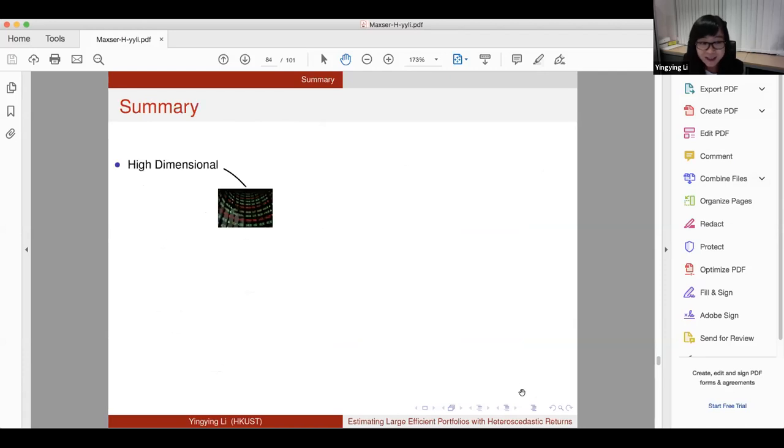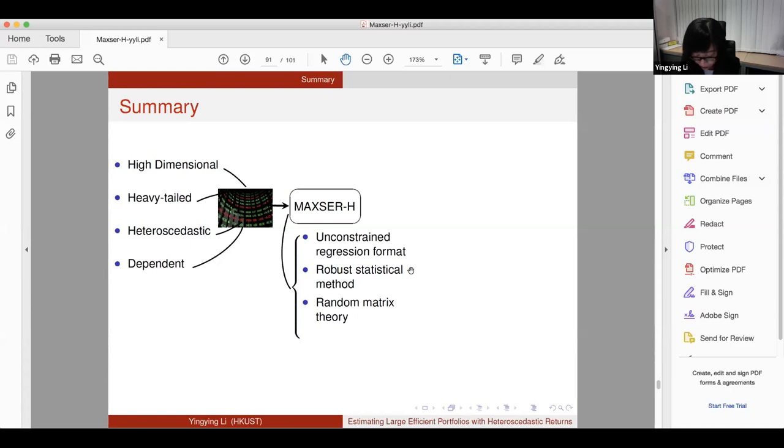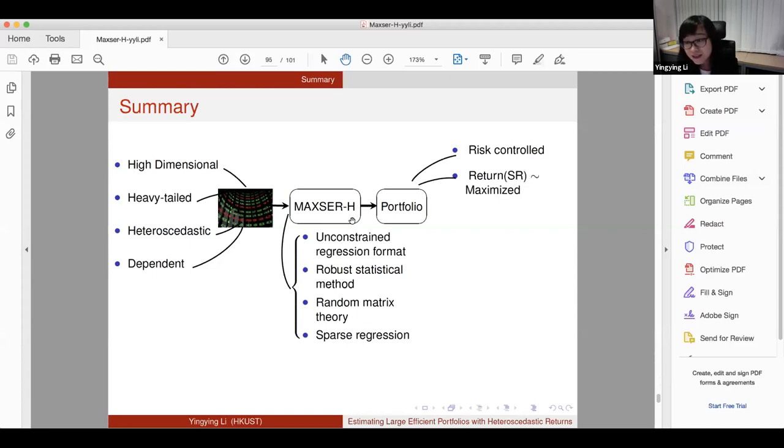So, we come to the summary now. We started with financial big data that has all these big data challenges, including high dimensionality, heavy-tailedness, heteroscedasticity, dependency, and so on. And then we created a white box, MaxER-H. This white box contains the following key ingredients: an unconstrained regression format, a robust statistical method to deal with the heavy-tailed returns, random matrix theory also extended for the heteroscedastic case, and sparse regression. These key elements put together give us a portfolio whose risk is well controlled and whose returns are nearly maximized.